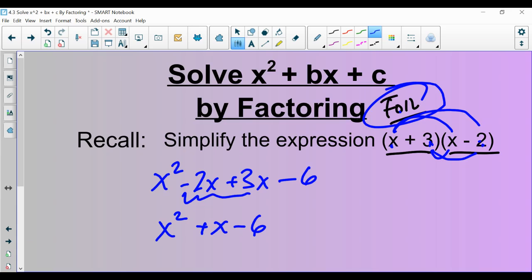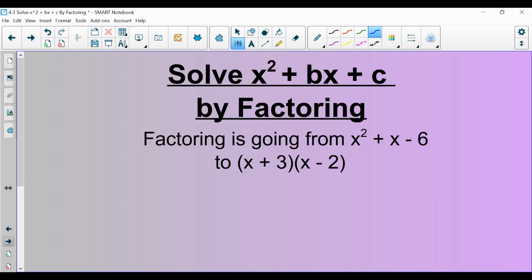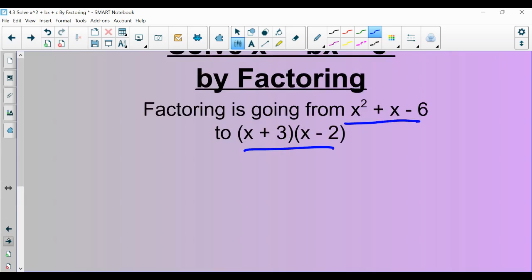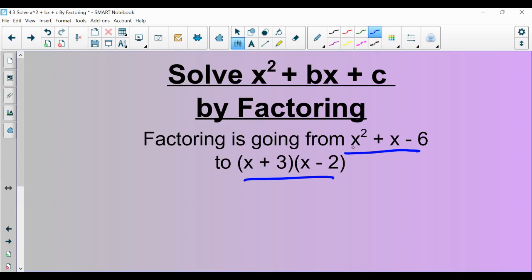What factoring is, okay, the whole point of this lesson is going to be doing the reverse of that. Remember, foiling was going from this statement here to this statement. What factoring is, it's going from this statement to this statement. We're doing the reverse of FOIL. So how are we going to do that? Well, here's what you are going to do. Our statement is x squared plus x minus 6.